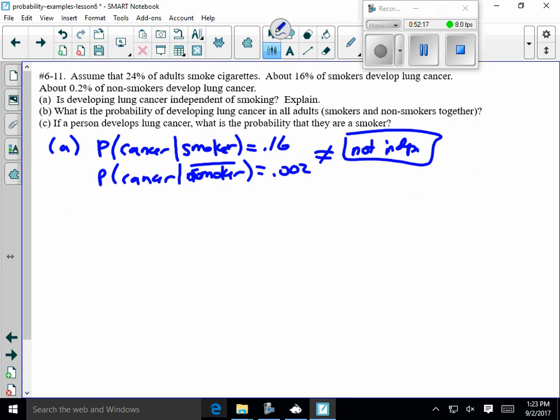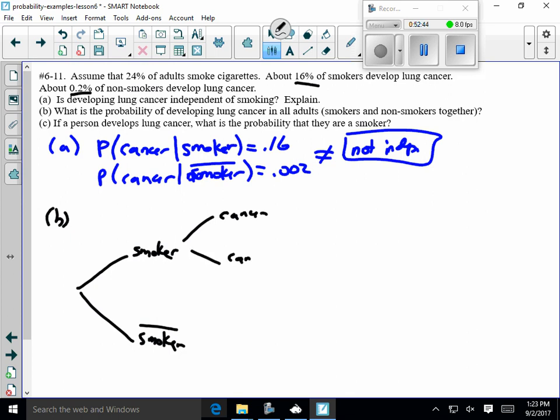Okay, and then it says, what's the probability of developing lung cancer in all adults? So I think, again, because I'm given percentages as conditions of smoking or not, we can make a tree. Let's first start with someone either smokes or they do not smoke. And then they could have the lung cancer, or they cannot have the cancer, right? They can have cancer or not have cancer. And we know that it says 24% of adults smoke, so 24% smoke. That means that the other 76% of people do not smoke.